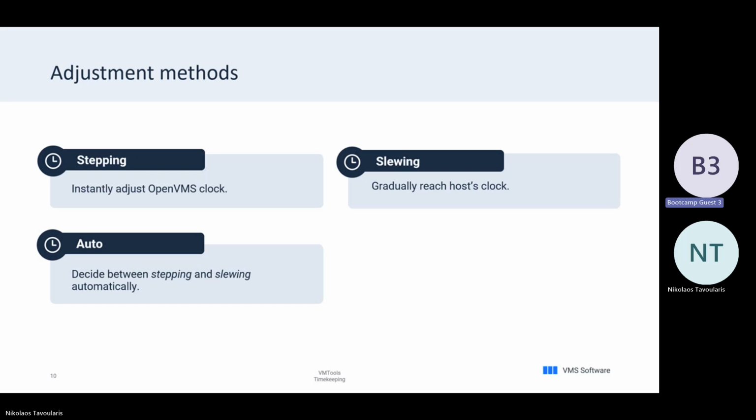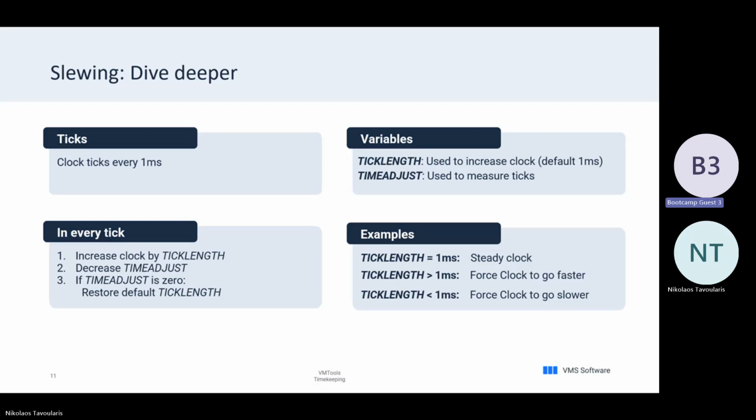Essentially, we have a threshold called the step threshold, and if the time difference, by time difference I mean the absolute value, is equal to or above the step threshold, then we step. Otherwise, we slew. So slewing is better for small time differences. And these algorithms are not new to OpenVMS. They exist since DTSS.